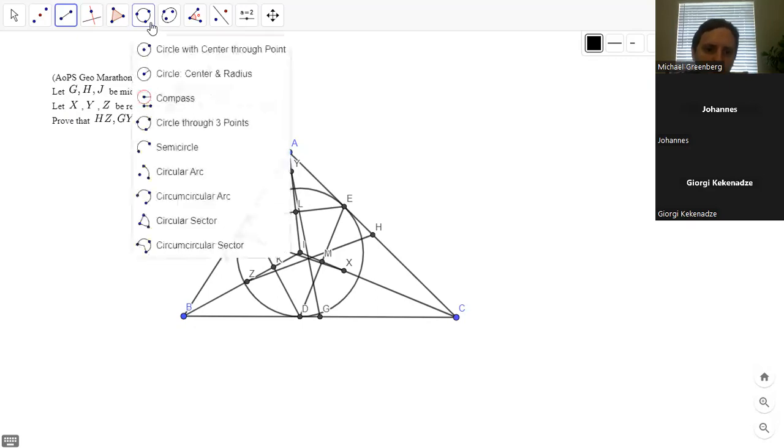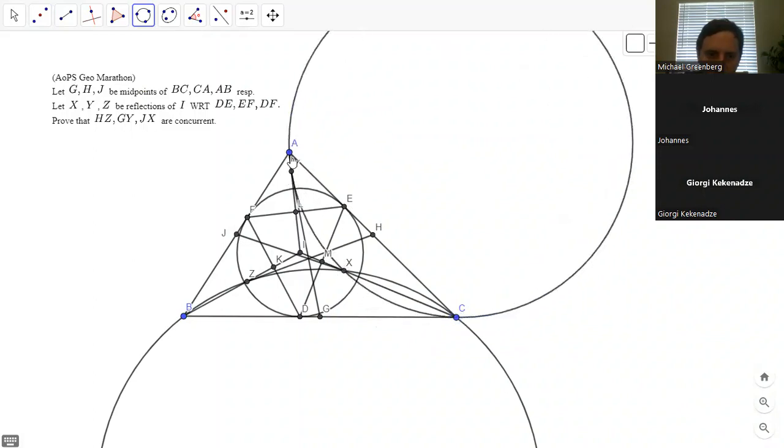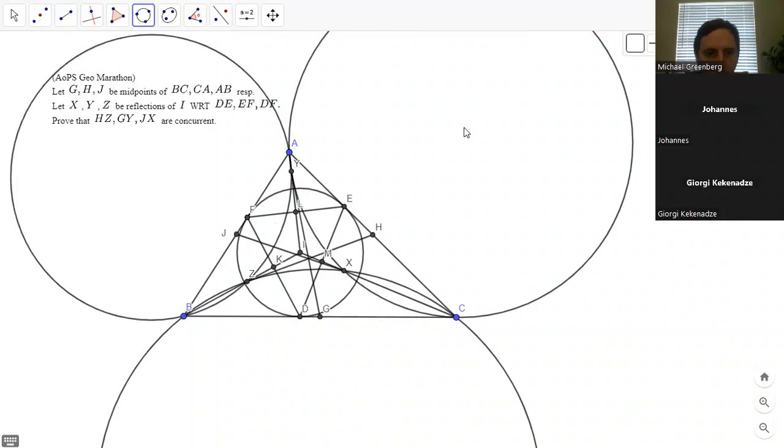All right. Also, BKMC is cyclic, but we're not using that for now. So I has the same power with respect to those three. And then these are the midpoints of the chords of each of the circles.